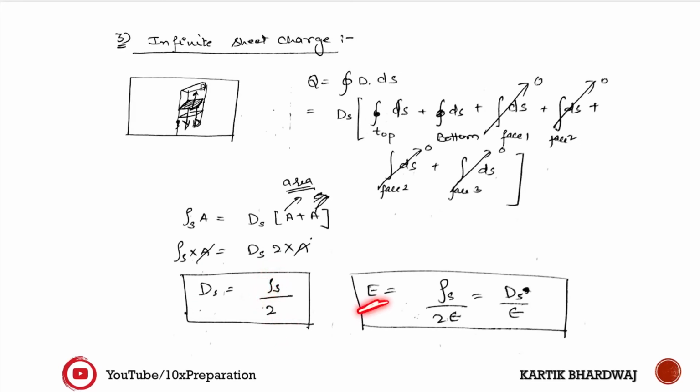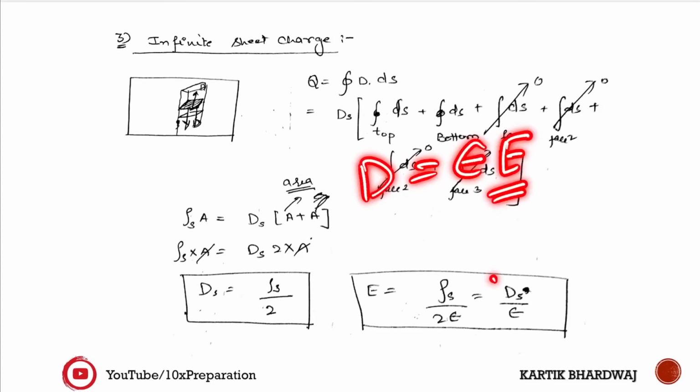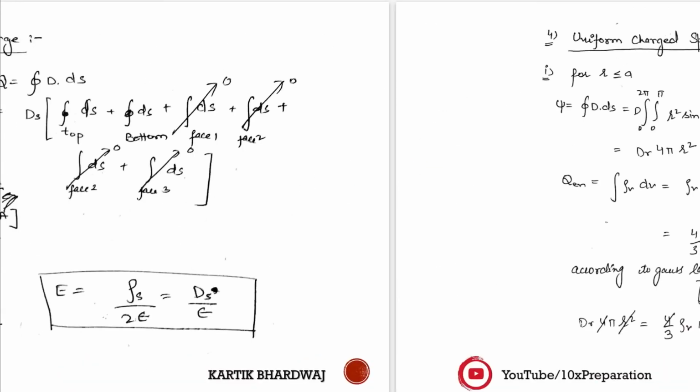So the electric field is rho S by 2 upon epsilon, because D and E are associated as D is equal to epsilon E. So simply you will get E equal to rho S upon 2 epsilon. In this way you understand.